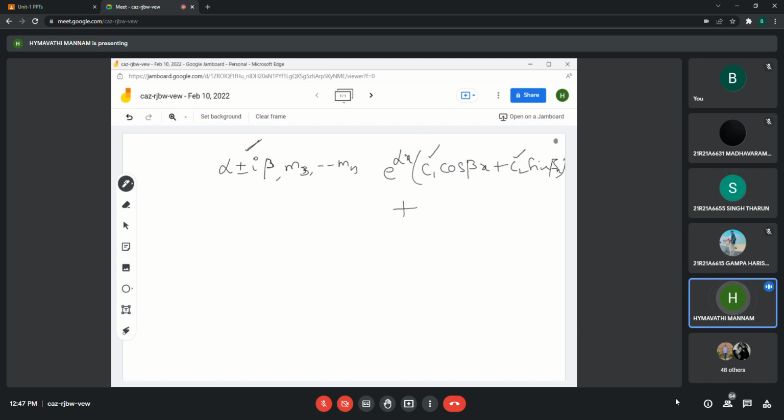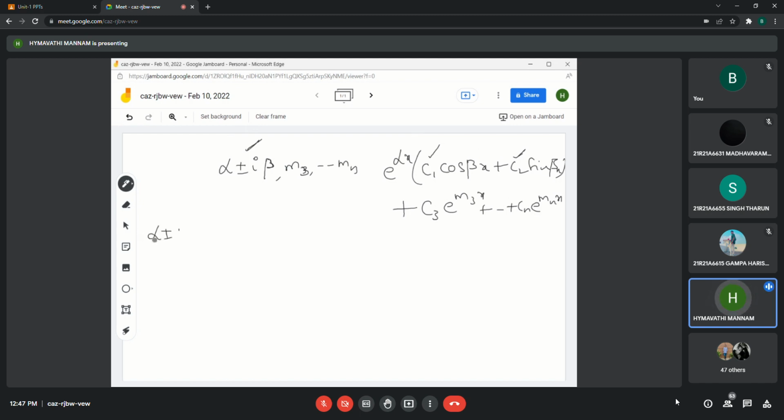Already the two roots are covered in the complex number. The remaining is C3 e power m3x plus up to Cn e power mnx. So this is the complementary function for the complex root.